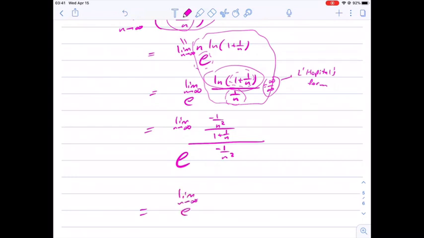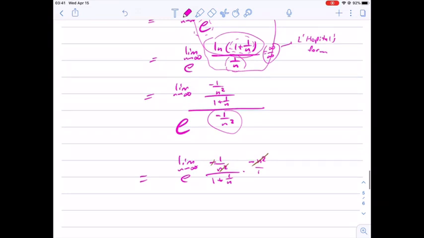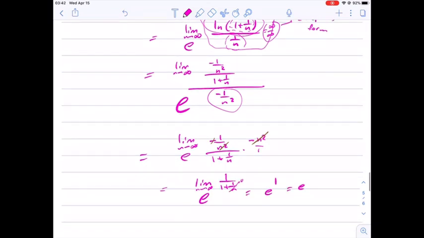So this is e to the limit as n goes to infinity. We take the reciprocal of the denominator. So we have negative 1 over n squared over 1 plus 1 over n times negative n squared over 1, and then we can cancel n squared with its sign. So we have e to the limit of 1 over 1 plus 1 over n, and as we can see, we can substitute n to infinity, so this becomes 0. We get e to the power 1, which is e.